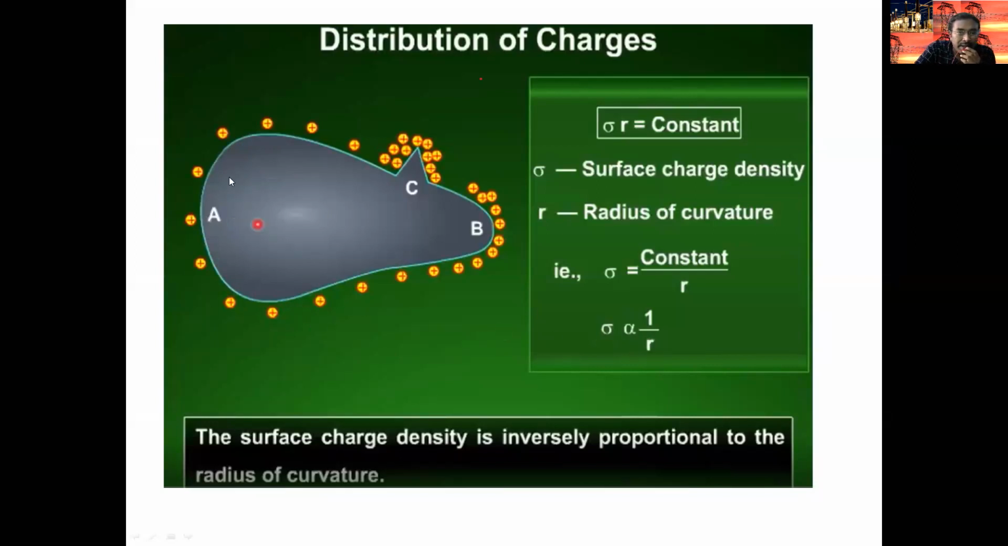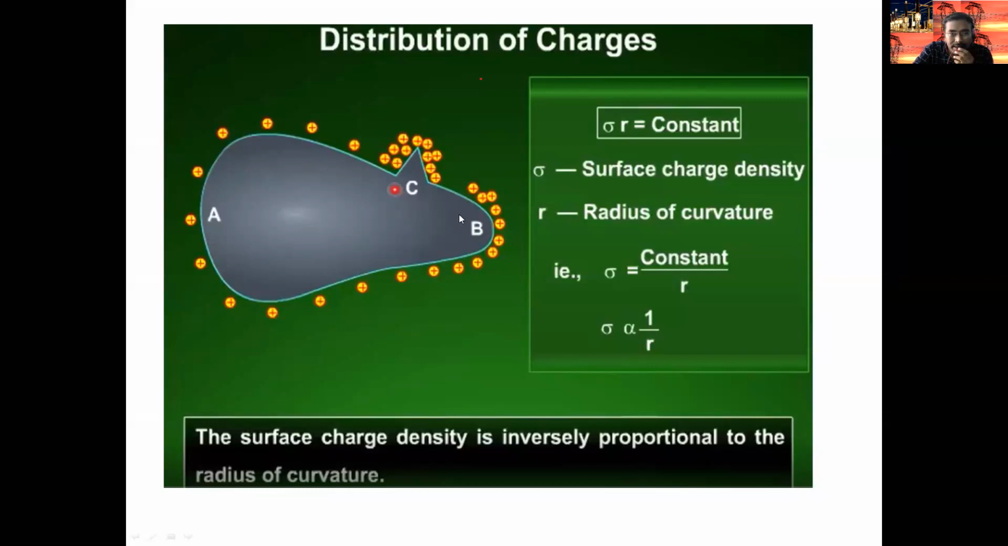So if the radius of curvature is more, that means the surface charge density is less. The radius of curvature is more, the surface charge density is less. That means the accumulation of charges on the sphere is less.